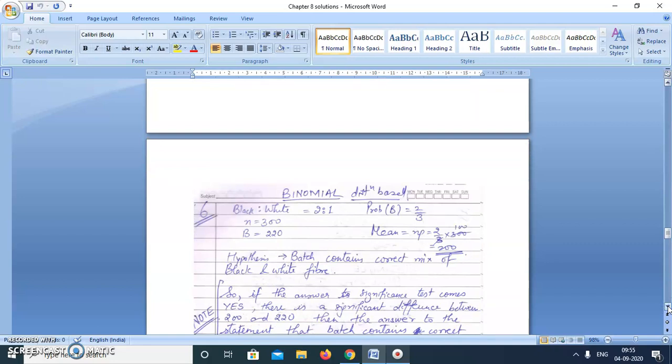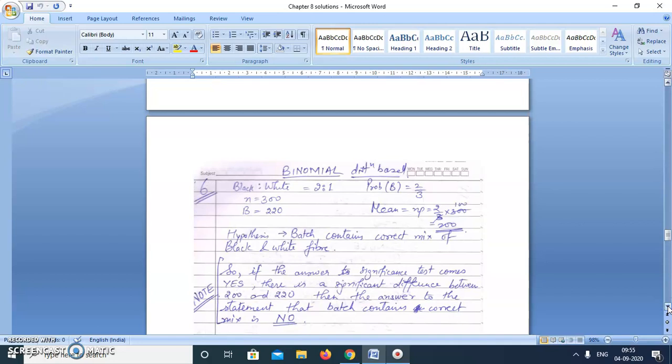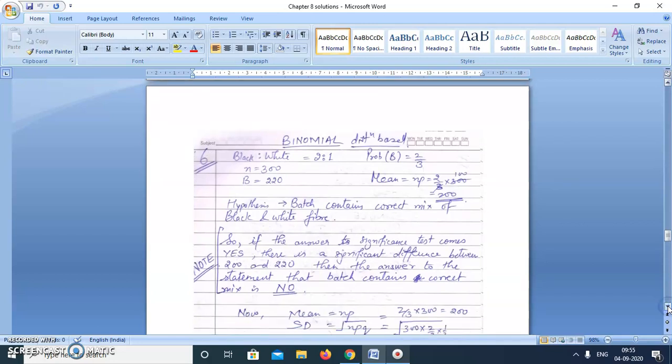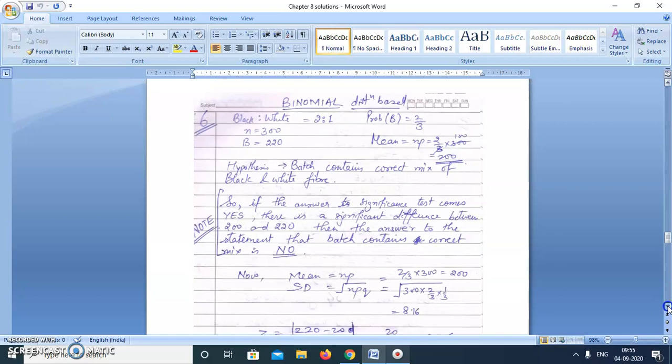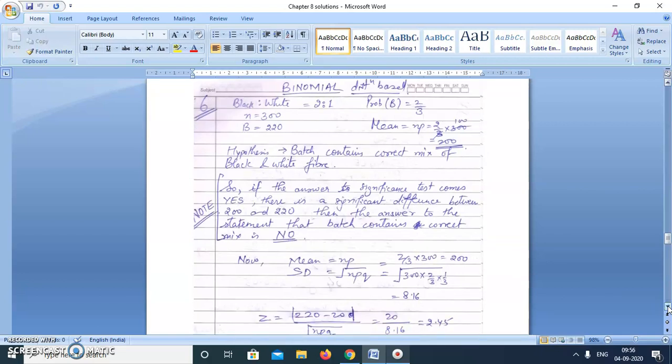The last 3 questions of this exercise are related to binomial distribution, or they are about proportion or percentage, that is, discrete data. So in the 6th question, a batch of fibers is given, which is a mixture of black and white fibers in the ratio 2:1, and a sample of 300 fibers was chosen. So it is a large sample question, and 220 black fibers were found. So the probability of black fibers should nominally be 2/3, because the 2:1 ratio was there, and when we checked it was 220 out of 300.